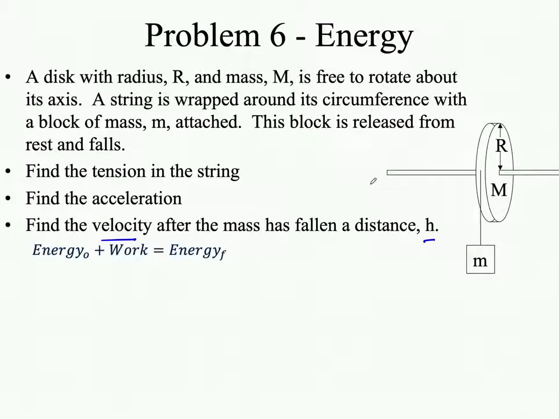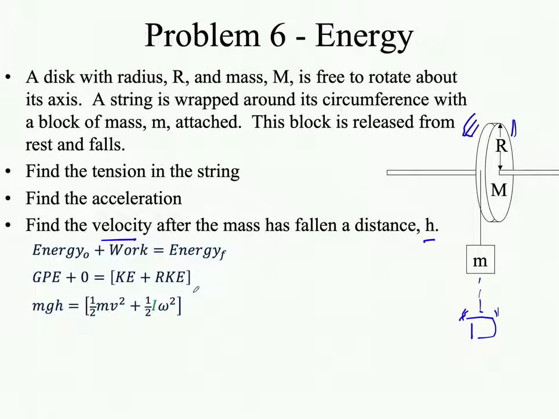Initial energy plus any work equals the final energy. In this case, the mass starts out with GPE. In the end, the mass as it falls is going to have lots of kinetic energy, and the wheel, which will be rotating, is going to have rotational kinetic energy. So that's going to be converted. So we end up with that. Remember, GPE mgh equals 1/2 mv squared plus 1/2 I omega squared for the disk.